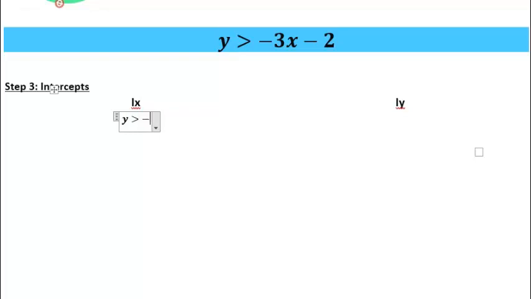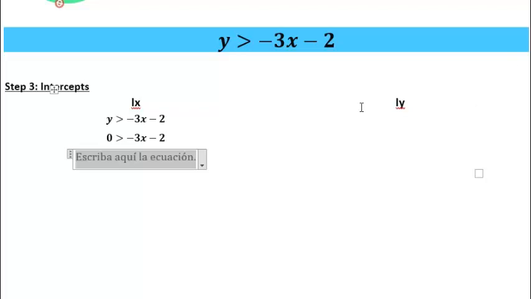I'm going to copy the formula of the exercise, and remember that to find the x-intercept, the other letter is going to be 0. So in this case, the other letter is y. So instead of y, I'm going to put 0. And then my goal is to figure out which number is x. So you can pass negative 3x to the left side. It's going to change its sign to positive 3. So you're going to have positive 3x greater than negative 2.